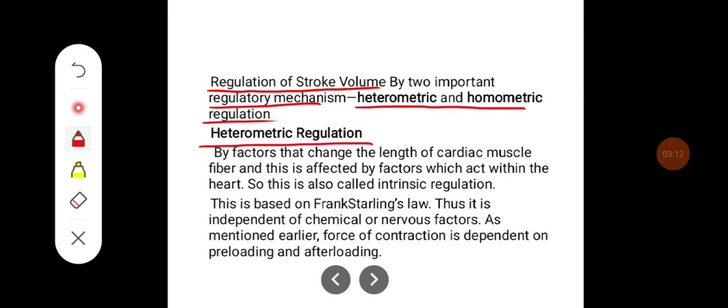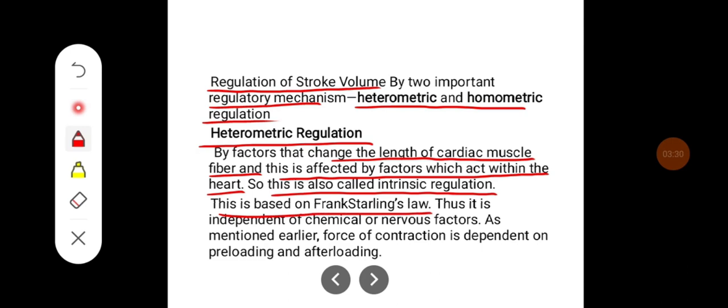Heterometric regulation involves factors that change the length of the cardiac muscle fiber, and this is affected by factors which act within the heart. So this is called intrinsic regulation. This is based on Frank-Starling's law. Thus it is independent of chemical or nervous factors. As mentioned earlier, the force of contraction is dependent on preloading and afterloading.